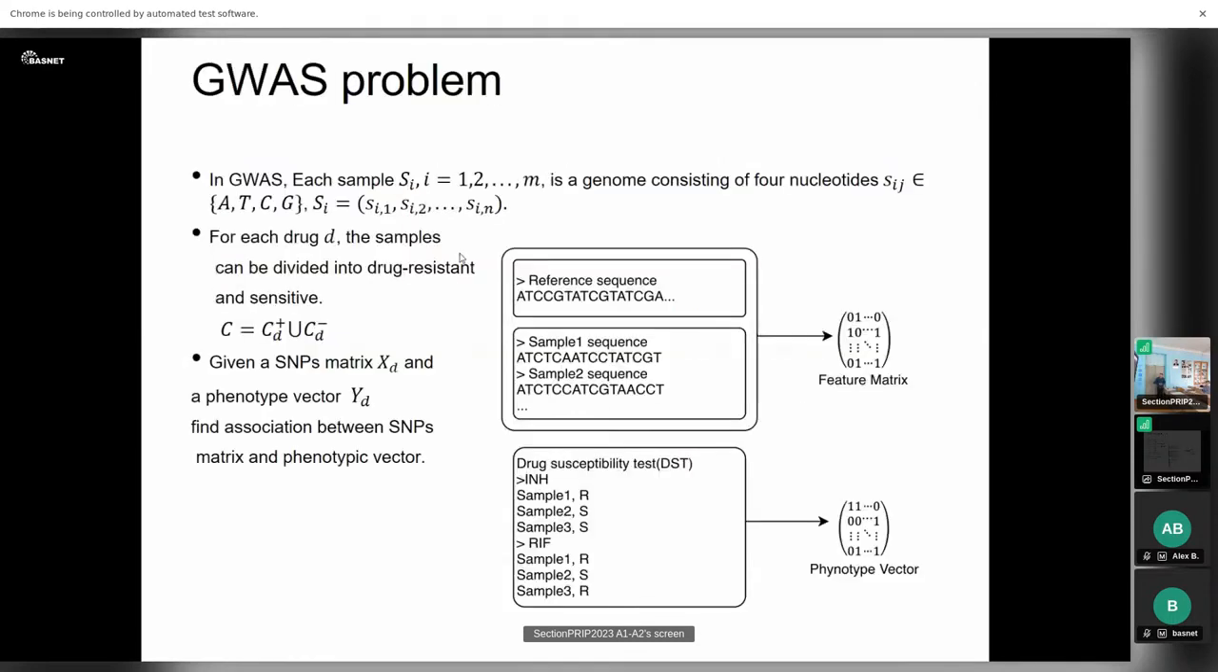About the GWAS problem, first, in each GWAS, each sample is a genome consisting of 4 nucleotides. And for each drug, the samples can be divided into drug resistant and sensitive. The GWAS problem aims to find the association between the SNP matrix and the phenotypic matrix.